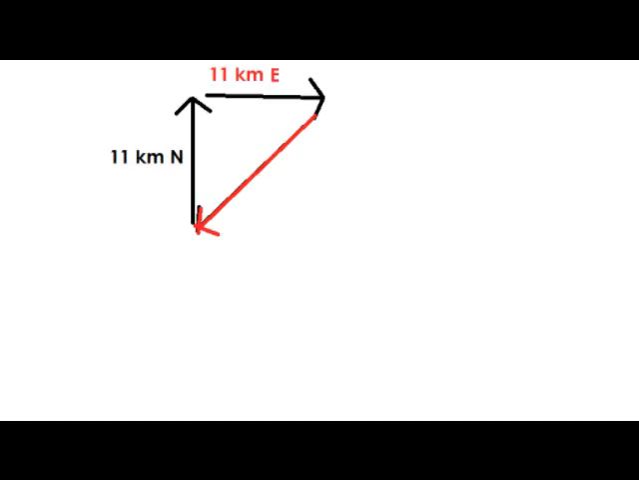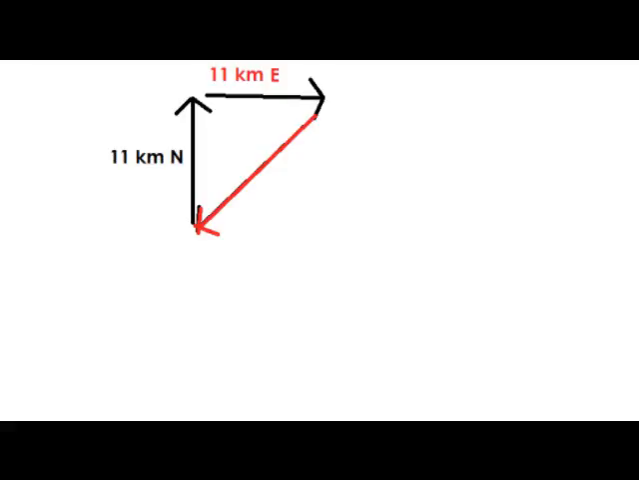For example, if you go 11 kilometers north and 11 kilometers east, what's the magnitude of the vector's sum? First, you draw out the added vectors using head to tail. Then use a squared plus b squared equals c squared to get the resultant, which gives you 15.6 kilometers.